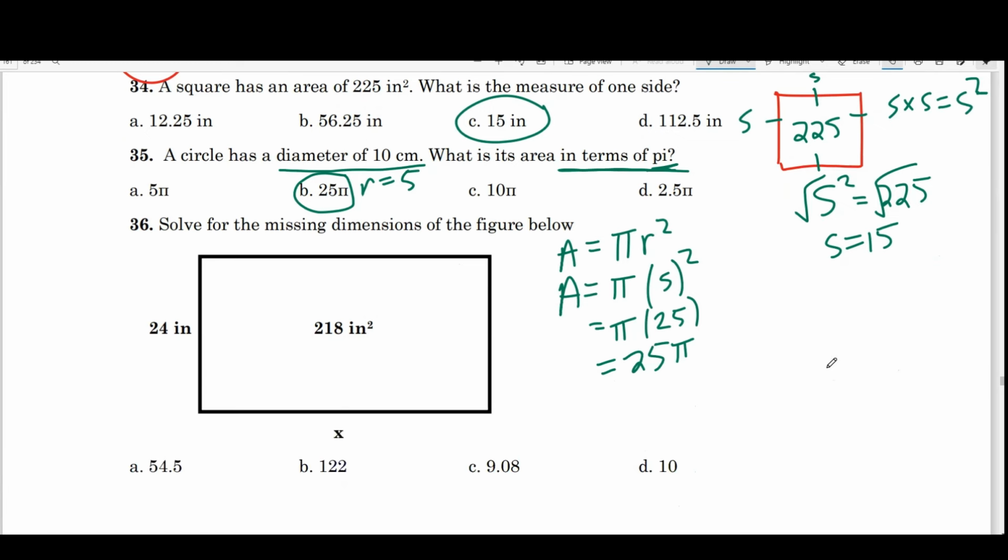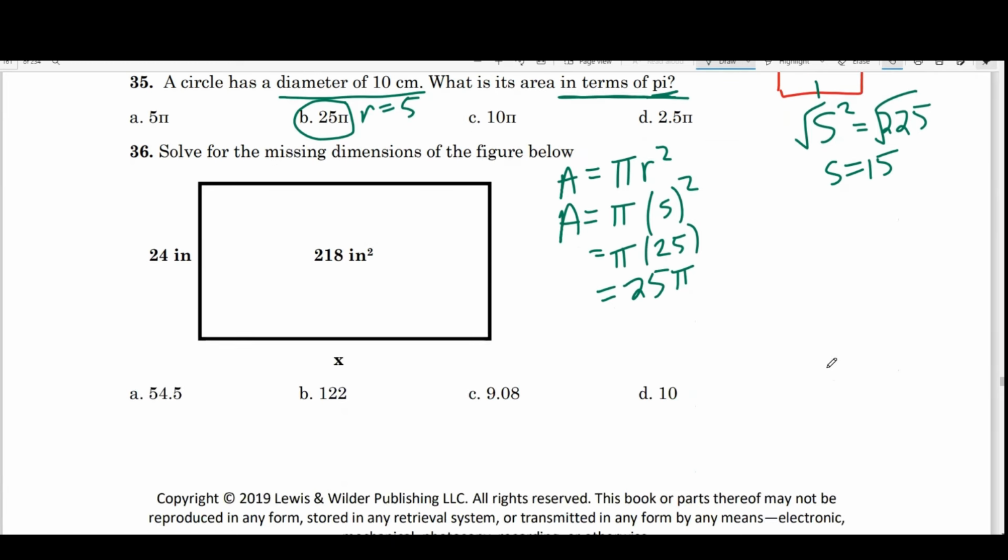All right, and then our last one. Solve for the missing dimensions of the figure below. Just looking at it, we can assume that this is a rectangle. The value in the center is going to be our area, and we know this because it's inches squared, which lets us know that's the area. This is our width, so we're looking for the length.